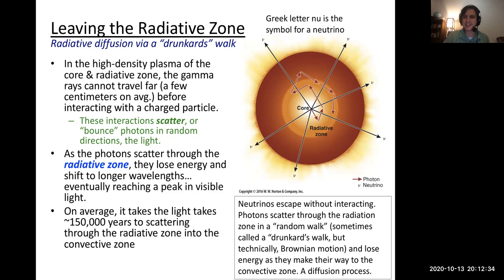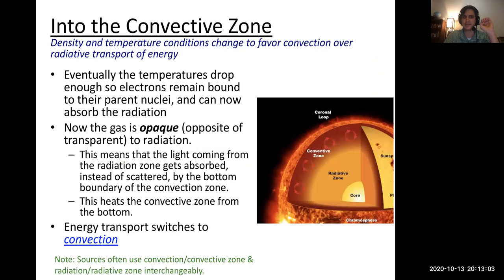So how long does it take? Let's say we have a gamma ray produced in the core, and it scatters over and over and over again out of the core into the radiative zone, all the way to the top of the radiative zone, losing energy with each one of those scatters. It takes about 150,000 years to go through the radiative zone. That is crazy. It takes 150,000 years for that photon to scatter its way out of the radiative zone.